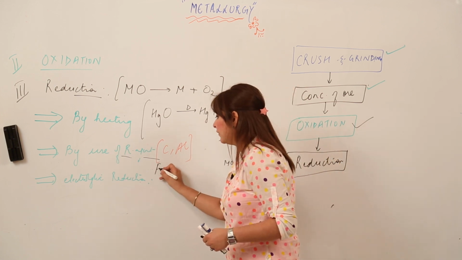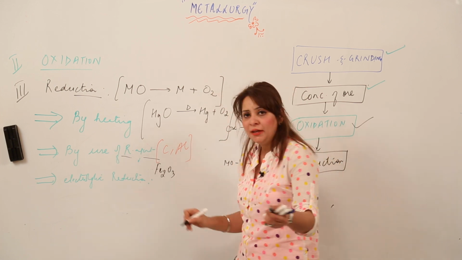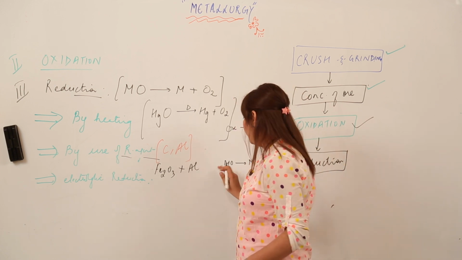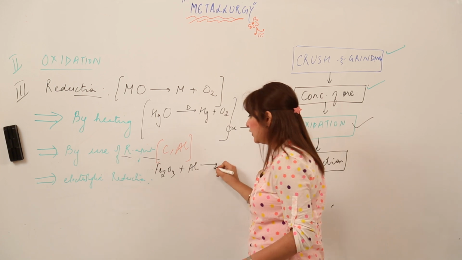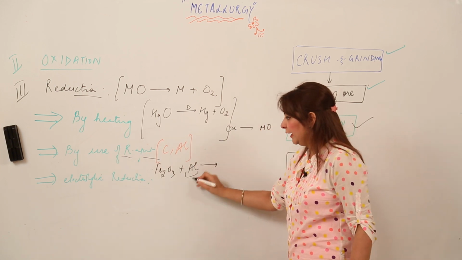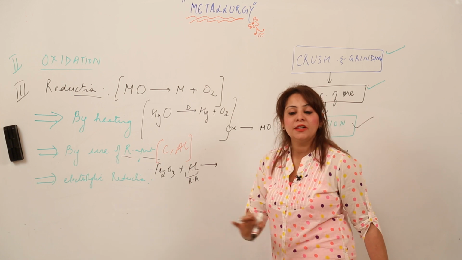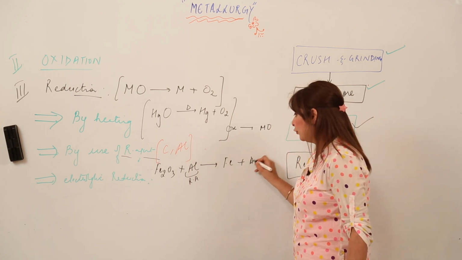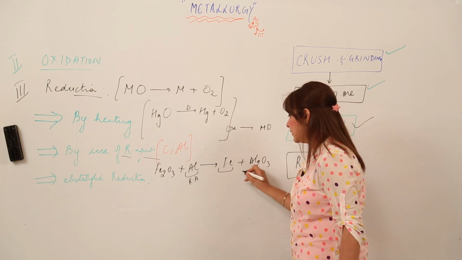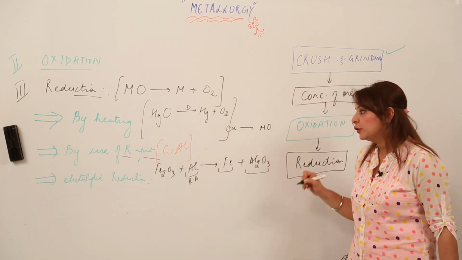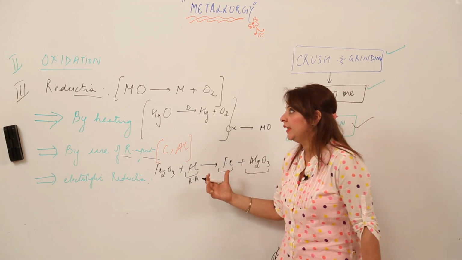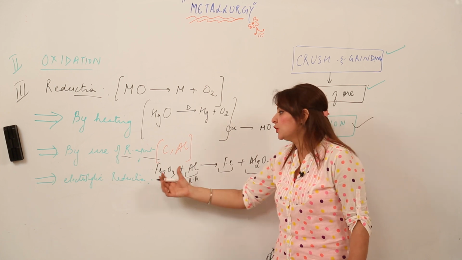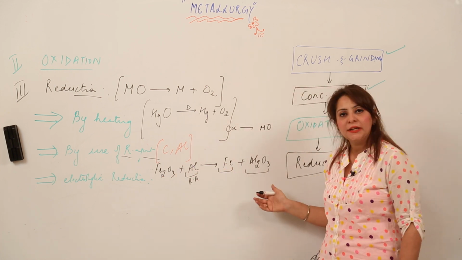So here we have iron oxide, because we need to have an oxide. What we'll do is combine it with aluminium. Aluminium will act as a reducing agent. It will reduce iron and itself gets oxidized. So here we see that it forms iron, and aluminium gets oxidized to Al2O3. So this is the second process, by which we can use the reducing agent and reduce the metal oxide.